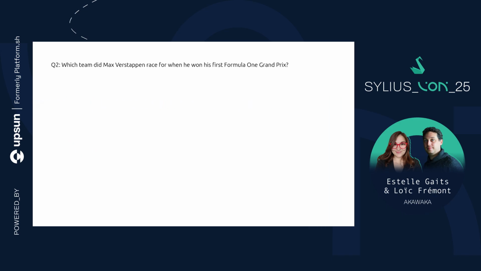Okay, the second question is super easy if you won the Barcelona Grand Prix in 2016. Which team did Max Verstappen race for when he won his first Formula One Grand Prix? Easy one, right? Was it Ferrari? Was it Mercedes? Was it Red Bull Racing or Scuderia Toro Rosso? Okay, Ferrari. Mercedes? Got 1 Mercedes. Red Bull Racing? Okay, and Scuderia Toro Rosso? It was Red Bull Racing. Sorry.